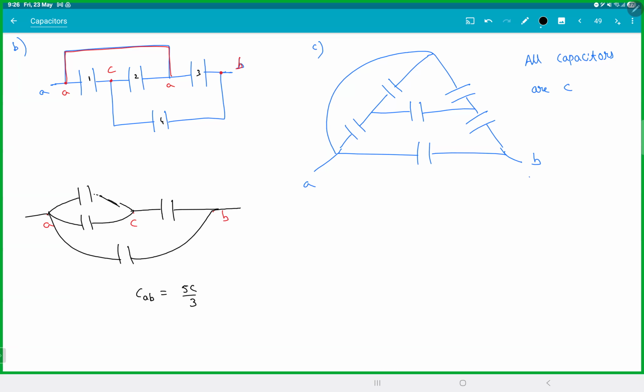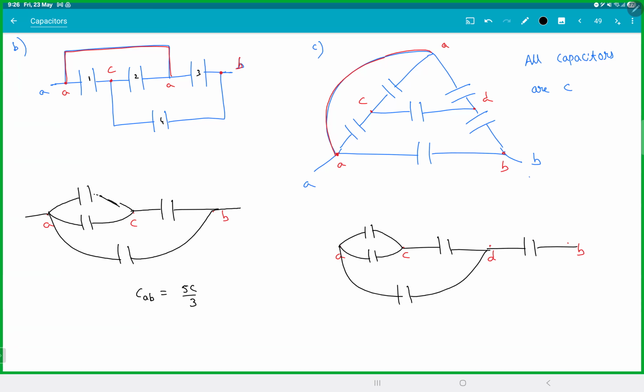Right side. If this is A, this whole wire is also A. This is B. This is no one, C. This is also no one, D. So we have four different points: A, C, D, and B. Between A and C, there are two capacitors. There's one capacitor between C and D, one between A and D, one between D and B, and one between A and B.